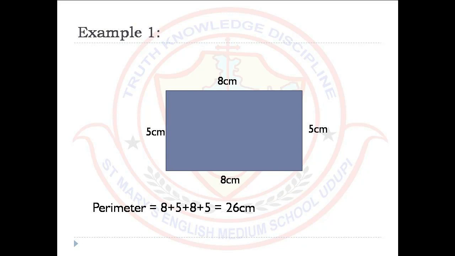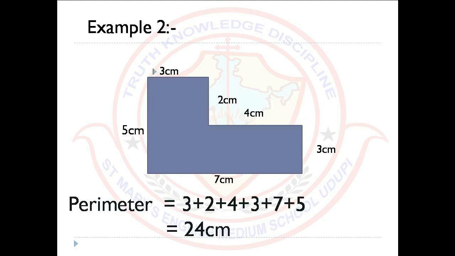Now we will see some of the examples to find the perimeter. Here a rectangle is given where the length of the rectangle is 8 centimeter and the breadth of the rectangle is 5 centimeter. Now perimeter is nothing but adding all the sides. Here 8 plus 5 plus 8 plus 5 is equal to 26 centimeter. Therefore, the perimeter of the given rectangle shape is 26 centimeter.